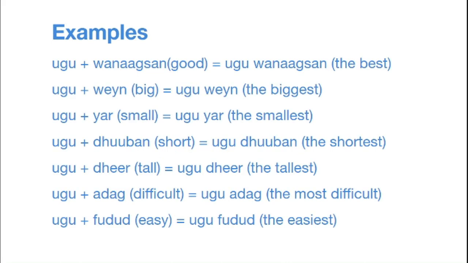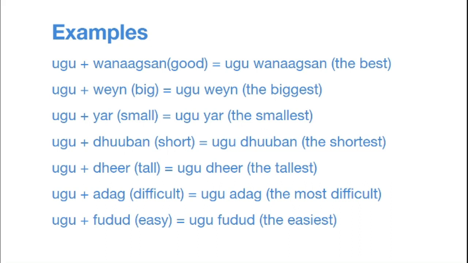So here are some examples to get an idea of how to make superlatives. We have wanaagsan, which is good. Ugu wanaagsan is the best. Wayne, big. Ugu Wayne, the biggest. Yar, small. Ugu Yar, the smallest. Dhuban, short. Ugu Dhuban, the shortest.